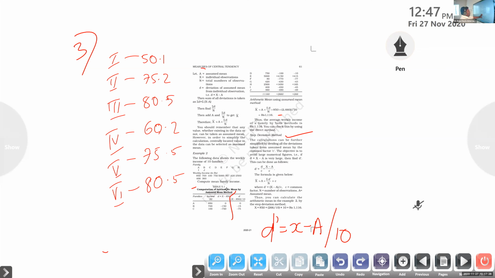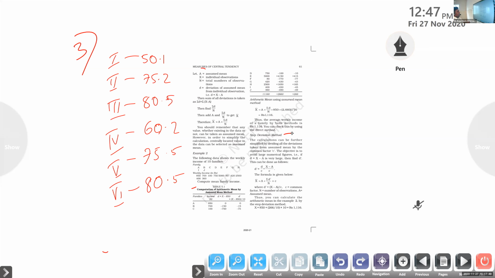So the next method is termed the step deviation method. In this method, the calculation can be further simplified by dividing all the deviations taken from the assumed mean by the common factor c. The objective is to avoid large numerical figures.